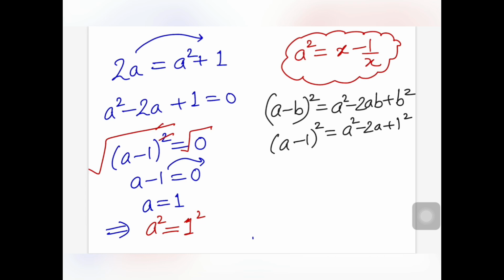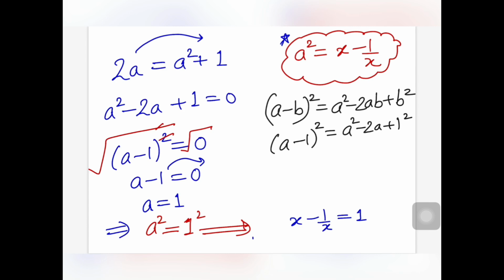So what will happen in this equation when we put value of a square? Just now we have used. So it will be x minus 1 by x equals to 1. Correct? Alright, why we have squared the equation of a? Because value of a is actually inside square root, so we have squared before only and then we have substituted.